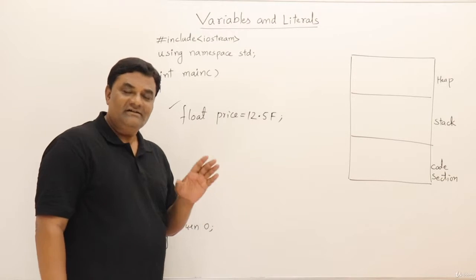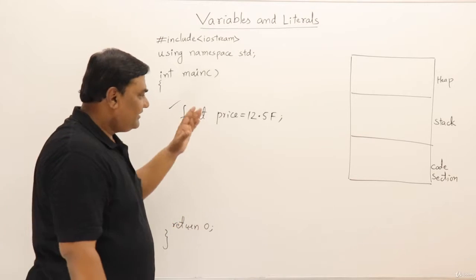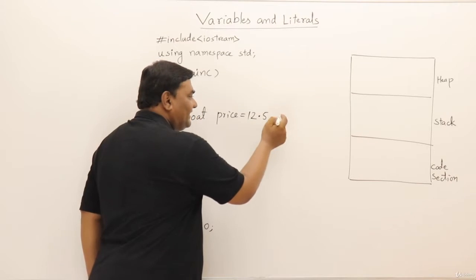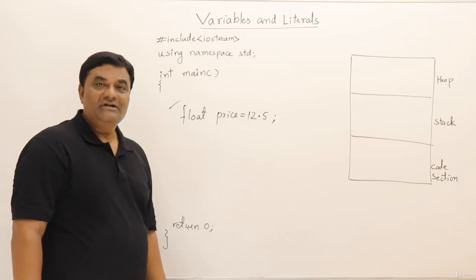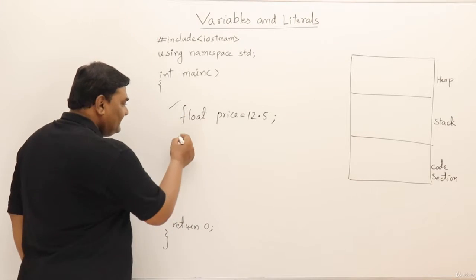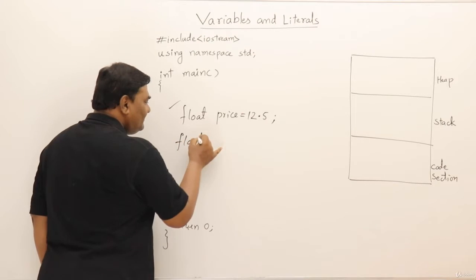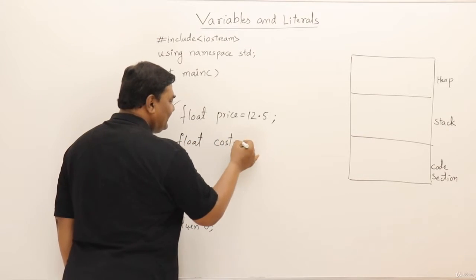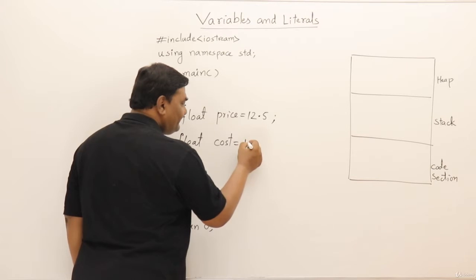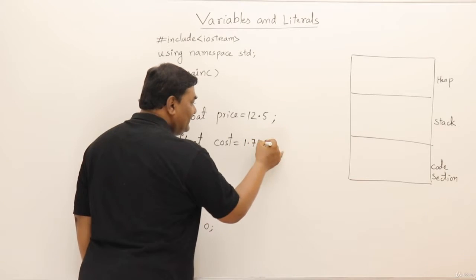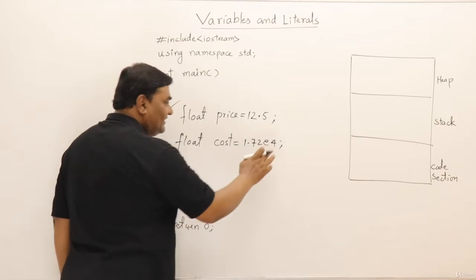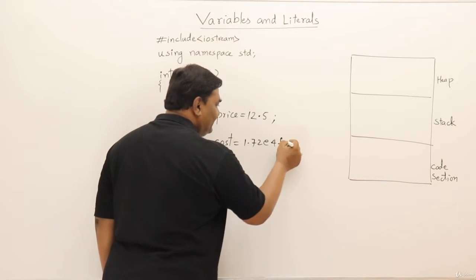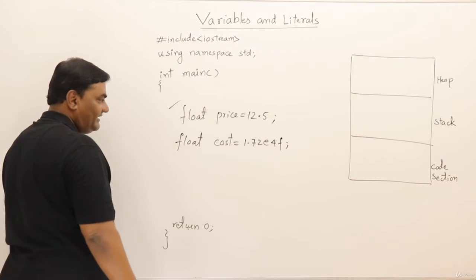So compilers relax this limitation, so they allow you to write this also, but actually this literal is a double literal. Without F is a double literal. Now I can even declare a variable of type float and I can assign a literal that is 1.72E4. So this is a scientific notation. Again, followed by this I can write either small f or capital F.